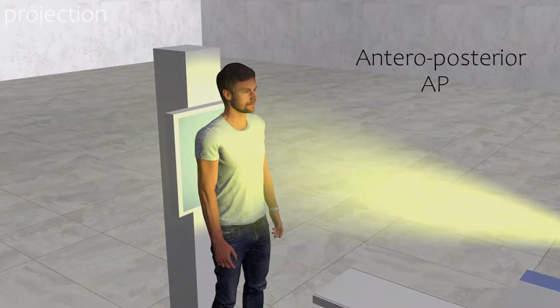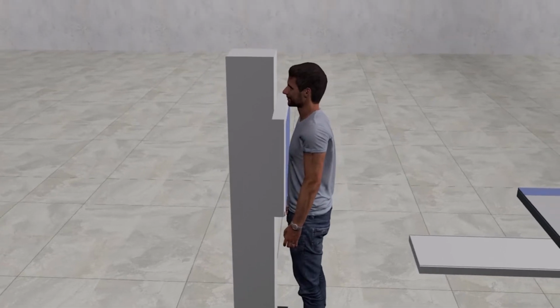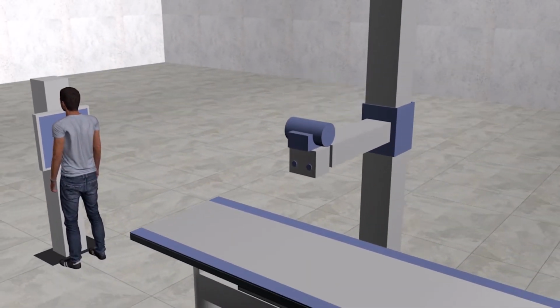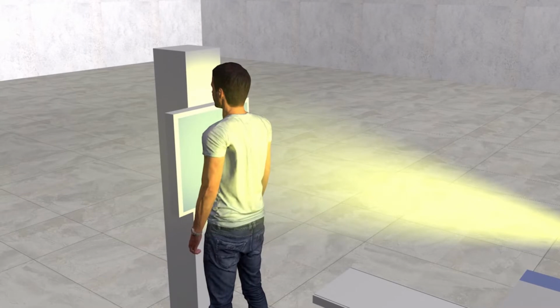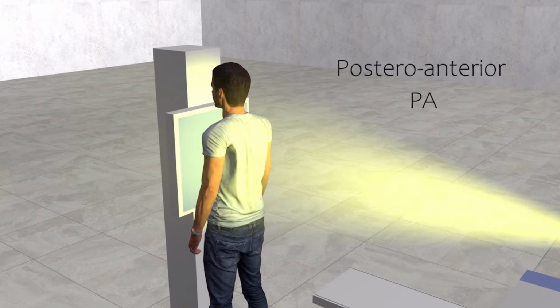It refers to anterior-posterior. Another example, if the patient is standing like this, his face toward the cassette, here the rays will enter from the posterior side and come out from the anterior side. So we say that the projection is posterior-anterior. We shorten it by just writing PA.